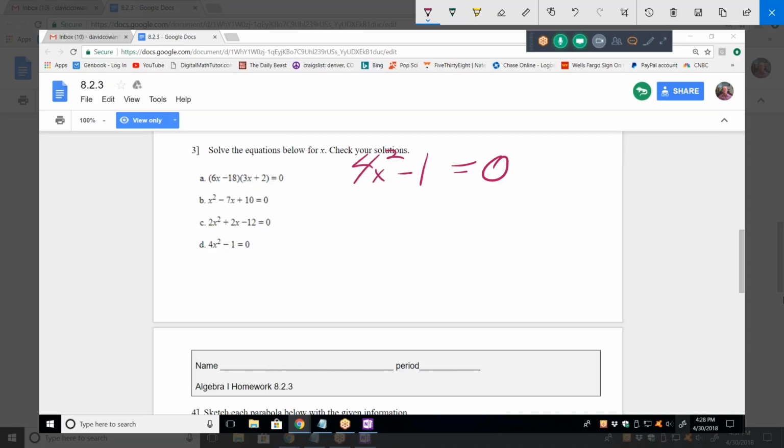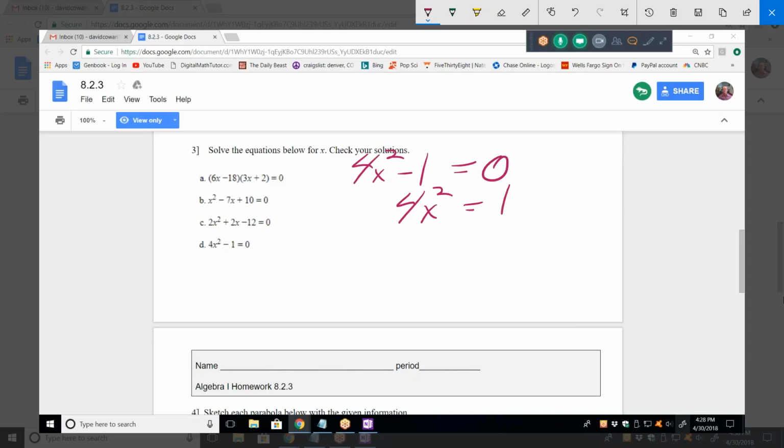So notice that this is just like a quadratic, only no x term. It's got the x squared term, and it's got the constant, but there's no x term. Can we add one to the other side? Let's do that. That actually works. Now what?